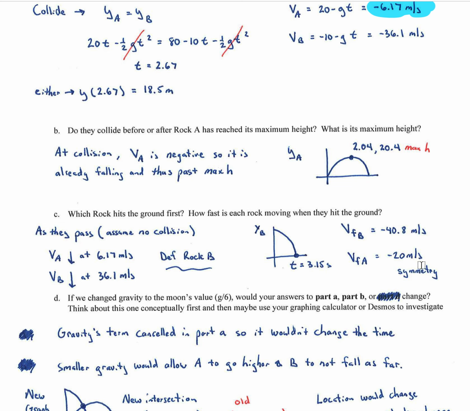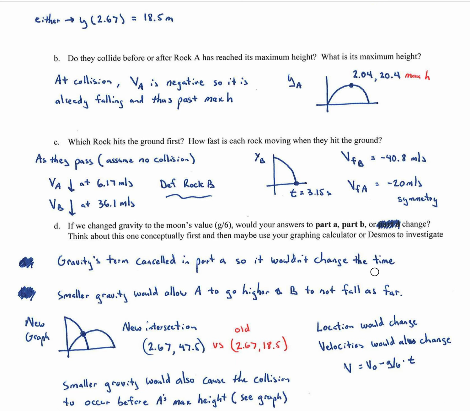Now, rock A, I actually didn't do anything for. I just used symmetry. We know that rock A was thrown up at 20. Gravity's going to pull it, slowing it down, and then gravity is going to speed it up the same amount of time. And so we for sure know that rock A, since it left the ground at 20, is going to come back at 20. It just happens to be going down.